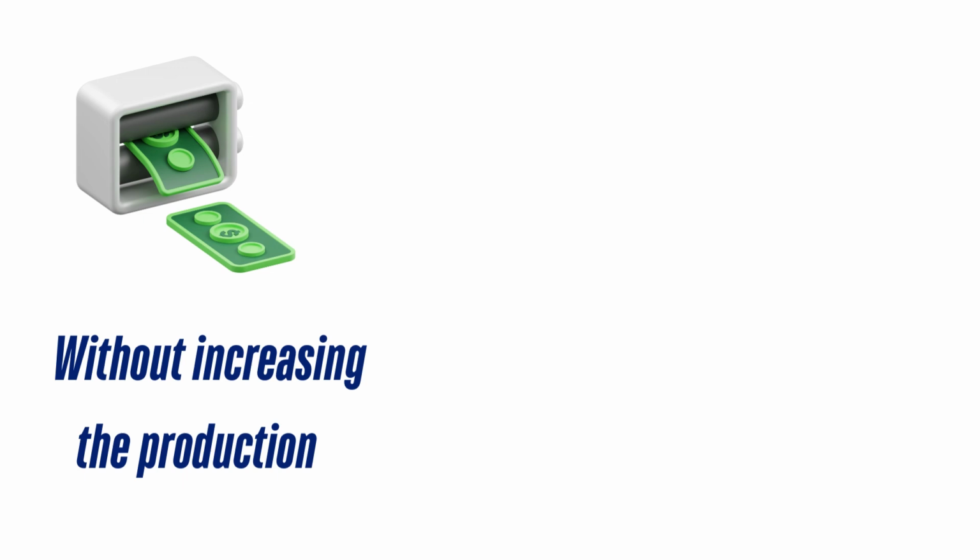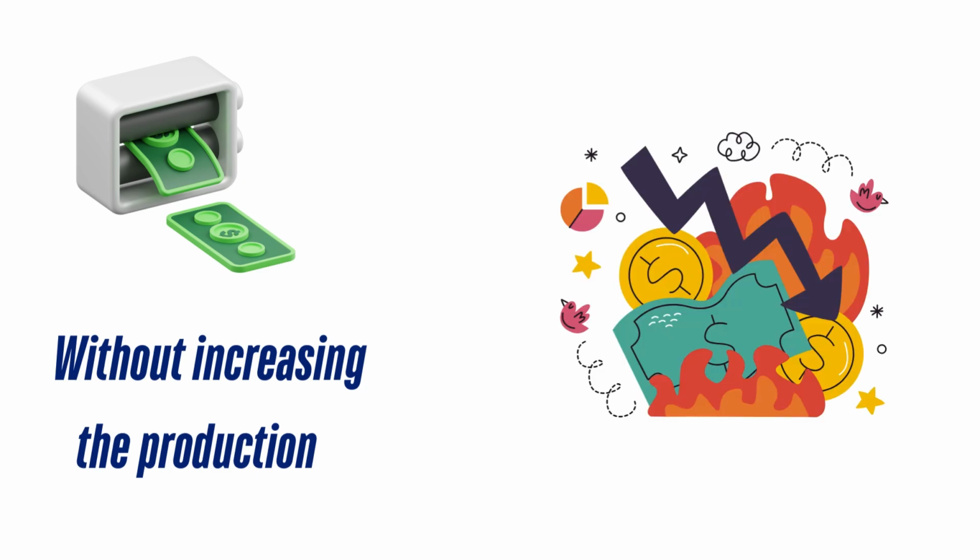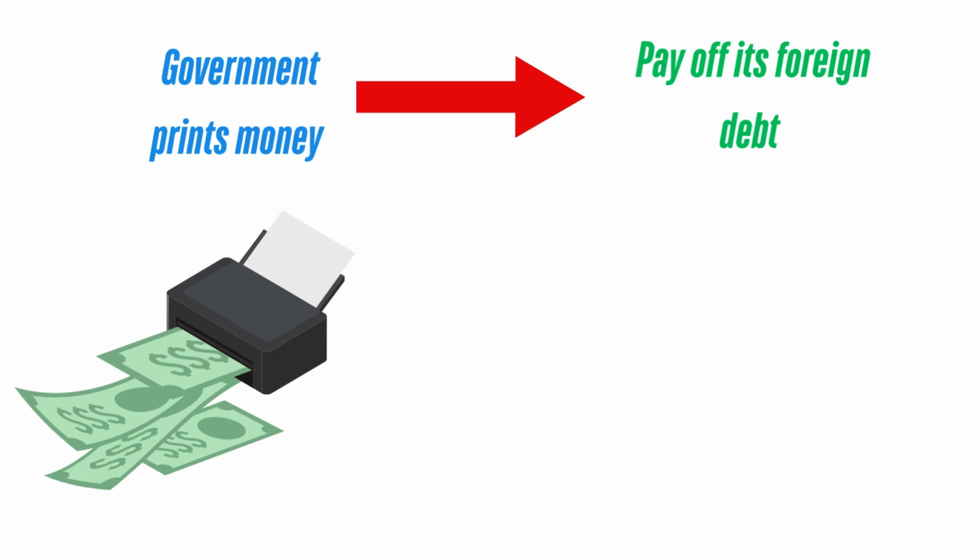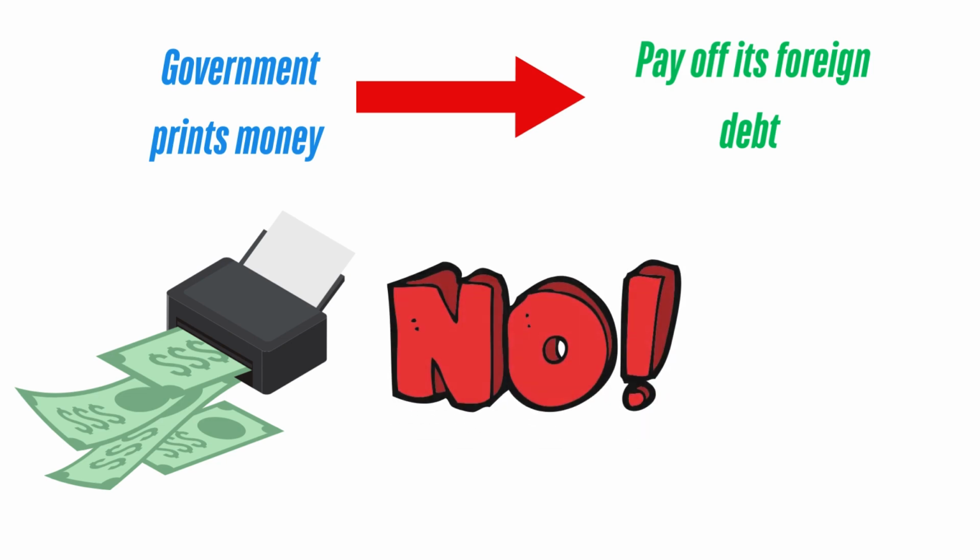These examples show that printing money without increasing the production of goods and services doesn't solve financial problems. It only makes them worse. Some might argue, what if the government prints money just to pay off its foreign debt? Would that work? The answer is still no, and here's why.